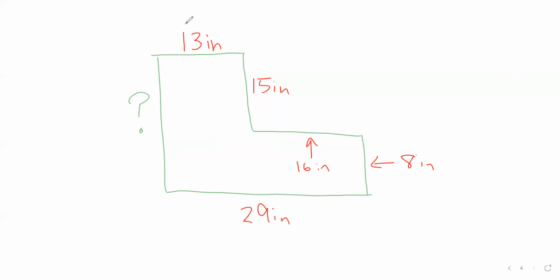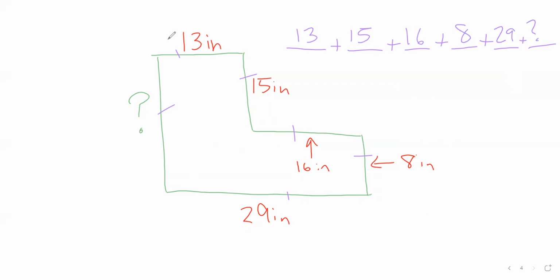So we know for starters, some of the things we can do. One, let's count how many sides we have. We have 1, 2, 3, 4, 5, 6. So I know I'm going to be adding 6 numbers. We could start to put in what we know. We know 13, we know 15, we know 16, we know 8, we know 29, but we don't know this one. But now we can solve for this one.